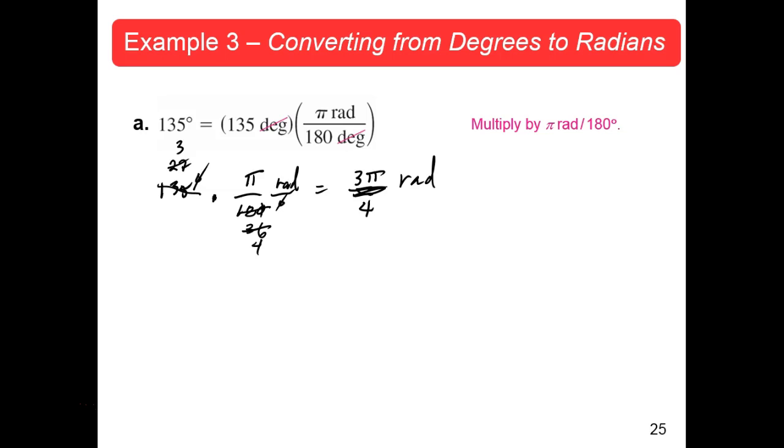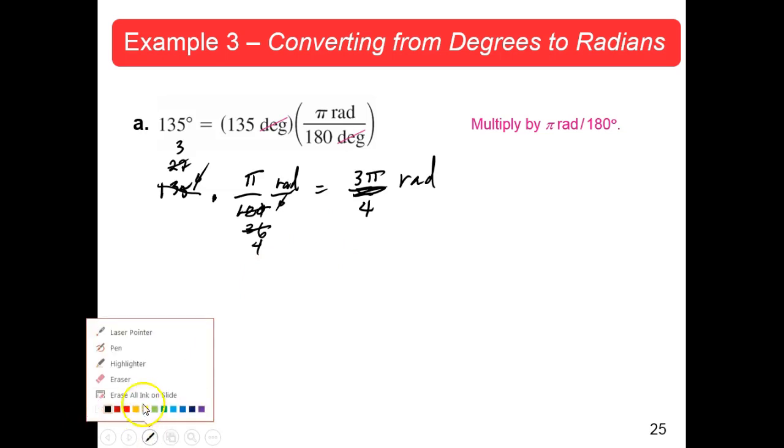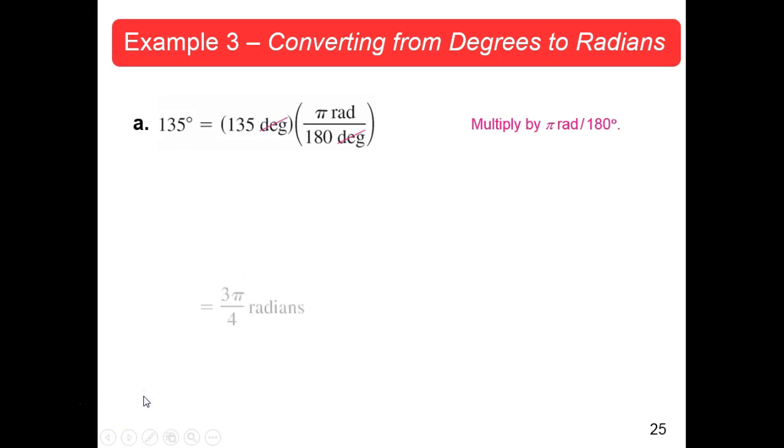Let's see how they did it. I think I'm going to have to erase what I did. Is that okay? Okay. Boy, that's 3/4 pi radians, okay? Leaves a little bit to be desired, I think. So, however you want to do it, you can do it.